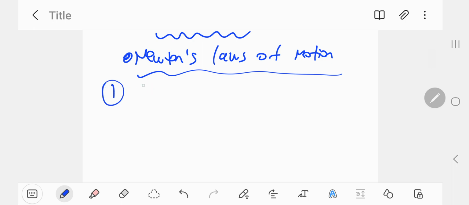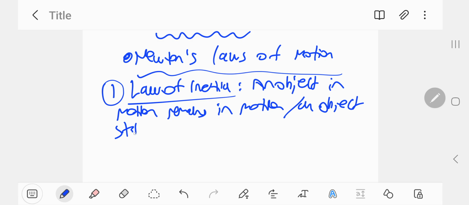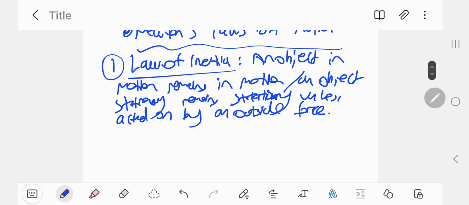So the first law is also known as the law of inertia. And it states that an object in motion remains in motion, or an object stationary remains stationary, unless acted on by an outside force. This is the best way I can define it in layman's terms, simple terms.